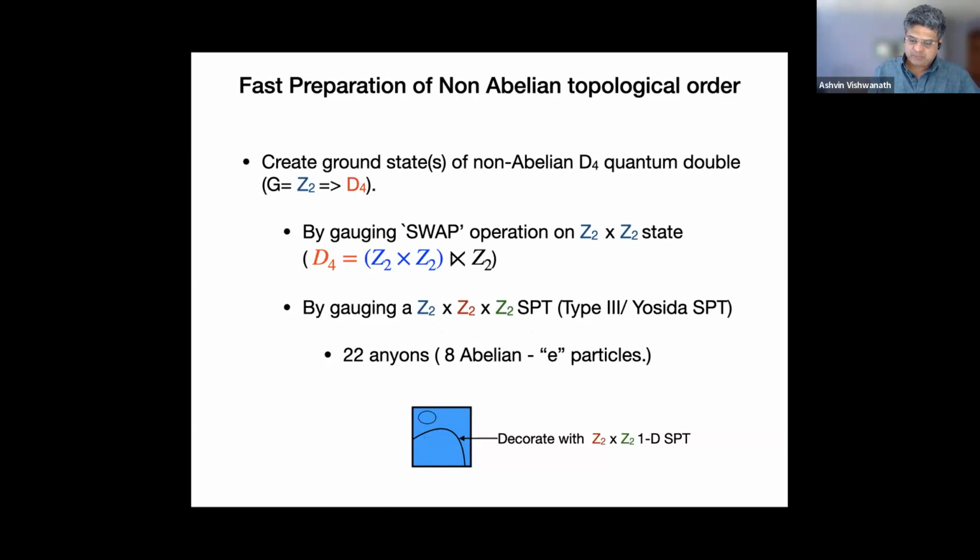If you were to gauge that SPT, it's actually easy to convince yourself it will give you a non-Abelian topological phase, simply because this 1D SPT, the Haldane chain, has got a twofold degenerate edge state. Okay, so that twofold degeneracy protected by symmetry, after you gauge it, becomes the internal quantum dimension of a non-Abelian particle.